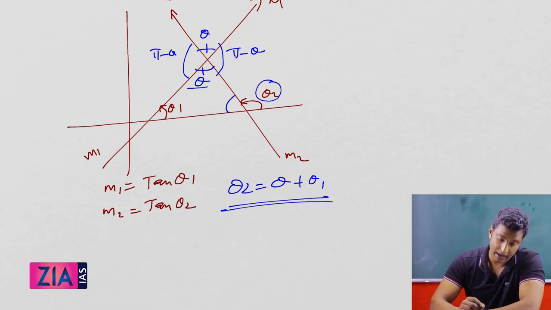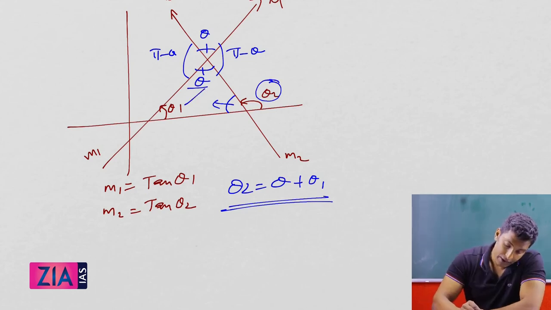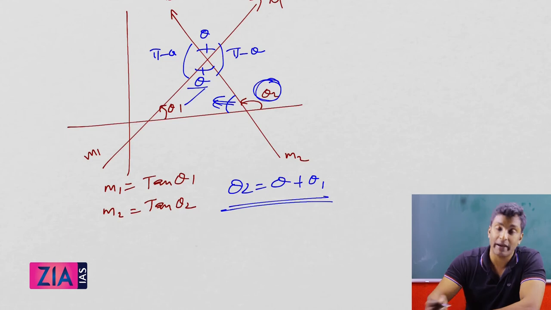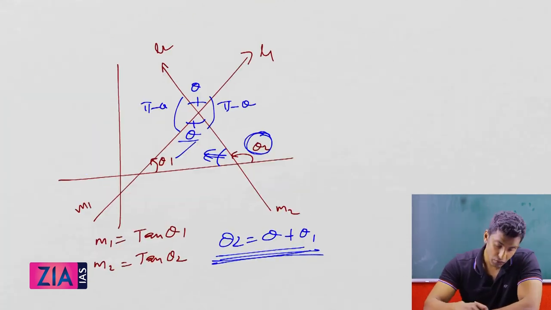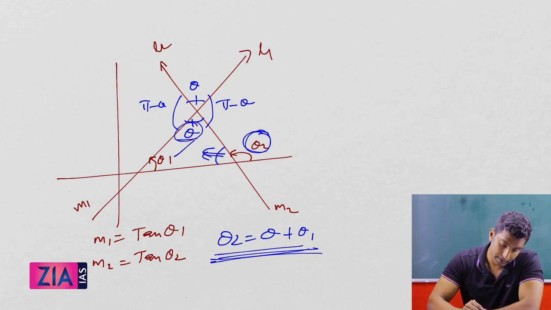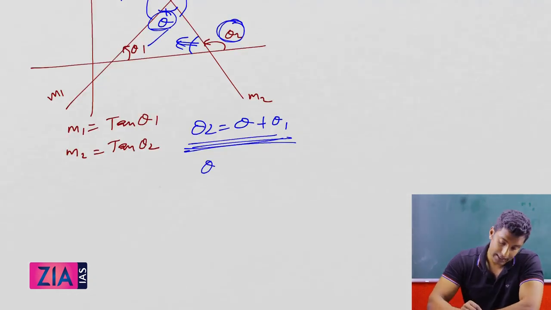If you consider this triangle, what is this angle? 180 minus (theta 1 plus theta). And otherwise, when you consider theta 2, how will you get this? 180 minus theta 2. So theta 2 is equal to theta plus theta 1, right? So what we need now is theta. We need to find theta. So what is theta? Theta will be theta 2 minus theta 1.